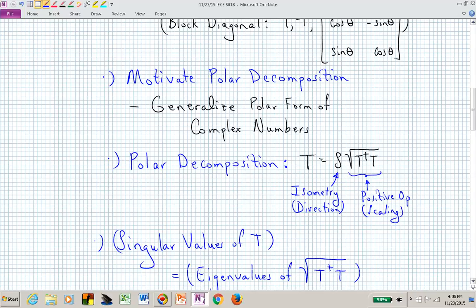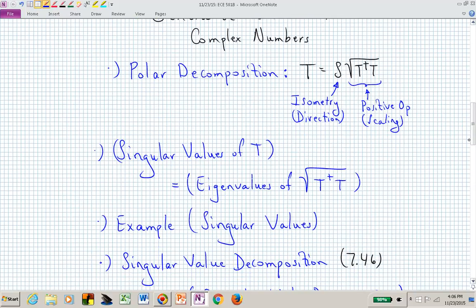Oh, that's a linear map. But then we said, what's the conjugate look like? Or what's a complex conjugate of a complex number? What does that correspond to in a map? And that was the adjoint. And so we'll continue with those kinds of generalizations to try to motivate the polar decomposition, which is now going to be presented as the linear map T can be factored into a direction and a scaling, an isometry, and this basically positive square root of T dagger T, where T is the original linear map.